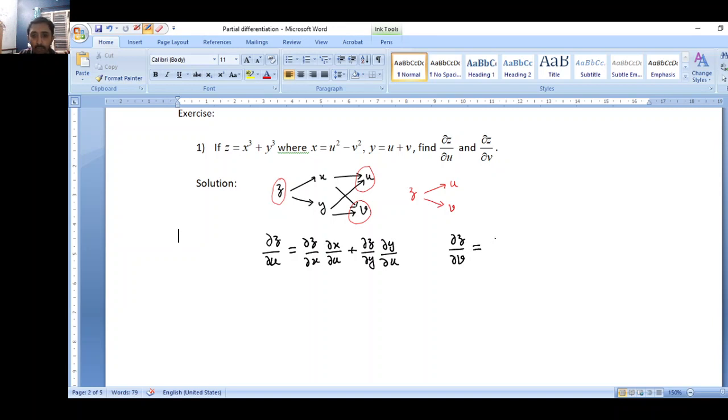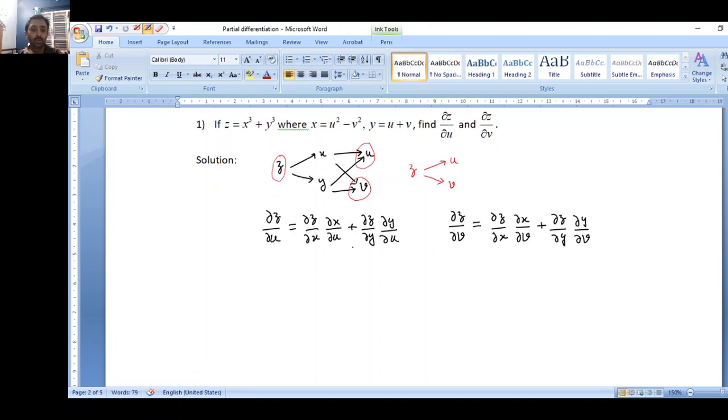Similarly, if you have to find dou z by dou v, this would be dou z by dou x into dou x by dou v, because from z we can go to x, and then from x we can come to v. Similarly, the other route would be from z to y and then from y to v. Now, if we know how to write these two rules, the rest becomes very easy. The rest would be to substitute what we know based on the given relation.